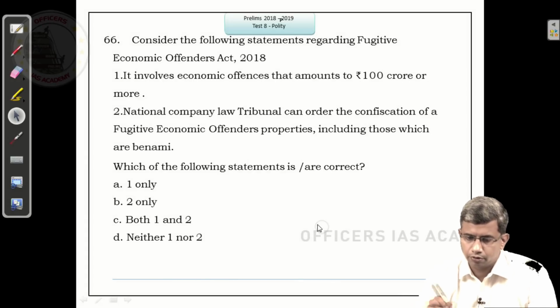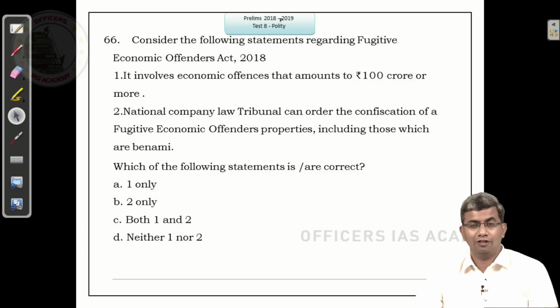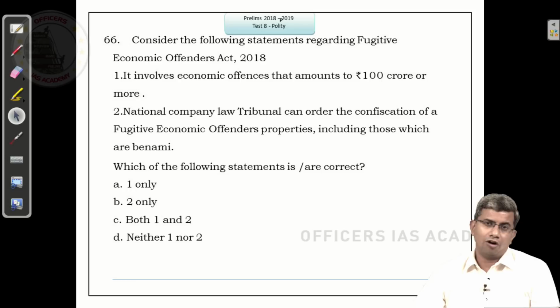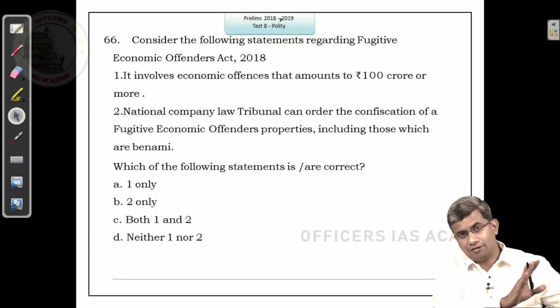Moving on, consider the following statements regarding the Fugitive Economic Offenders Act 2018. So much in the news. The extradition issue, a very famous businessman who fled the country and was ordered to be deported by a lower court, which has been challenged in the higher court. There is a lot of politics involved. Keep that aside for the time being. But there is so much discussion about this and what the act is.